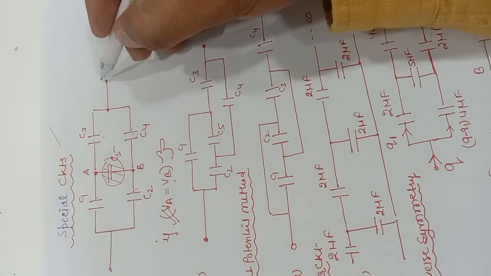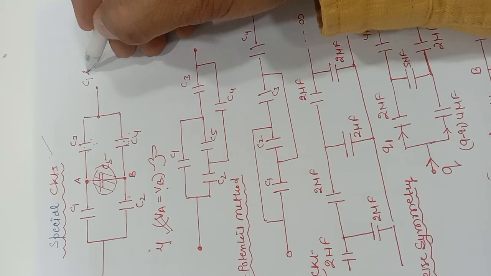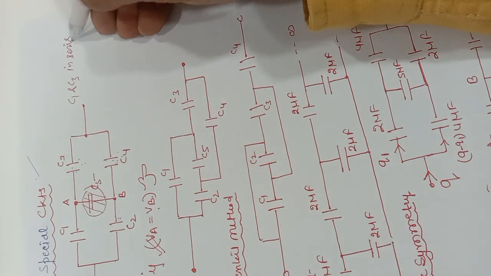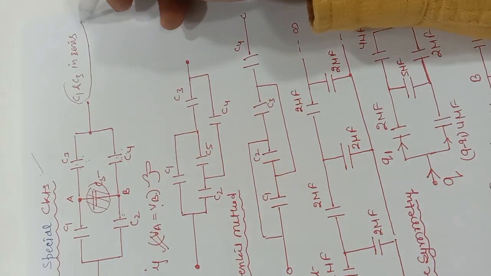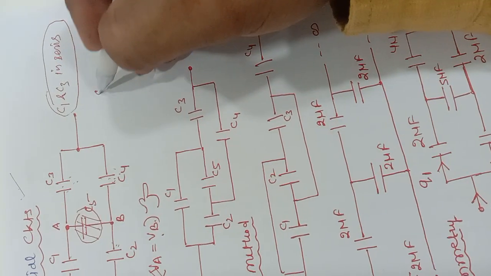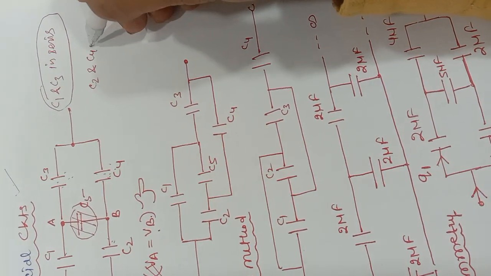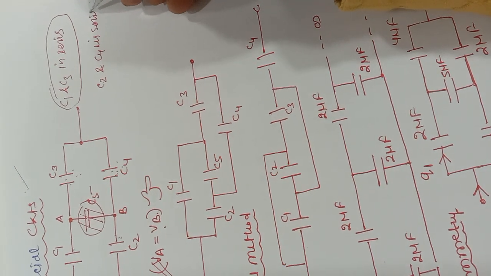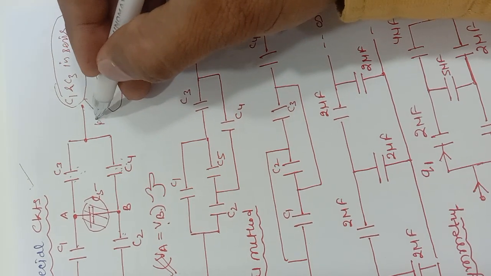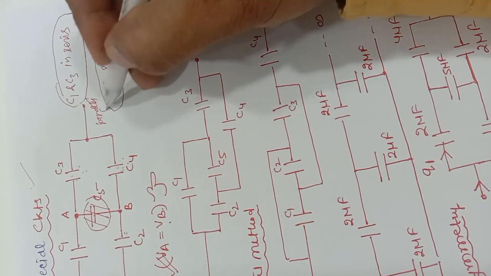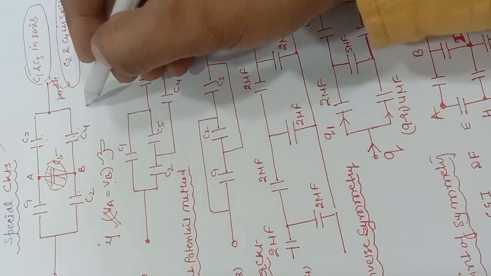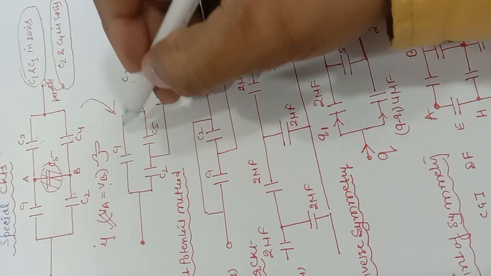Fine. So here C1 and C3 are in series, and C2 and C4 are in series, and these two are in parallel. In this way we can calculate. Now this is very much replicating.